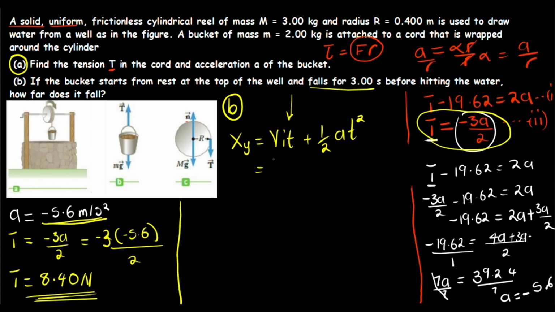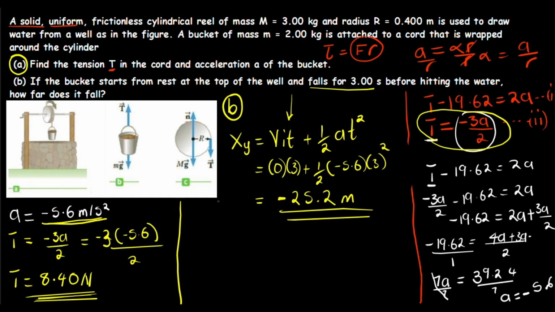Since this object started from rest, meaning it will be 0, what's the time? I've said 3 plus 1 over 2. Then the acceleration that you have found, it was negative 5.6. Then what's the time? 3 squared. Then your answer will be negative 25.2, which is meters. So that is your answer that they are looking for. So that's how we answer this type of question if you have been given this type of question.